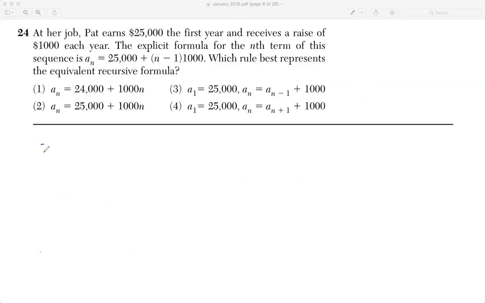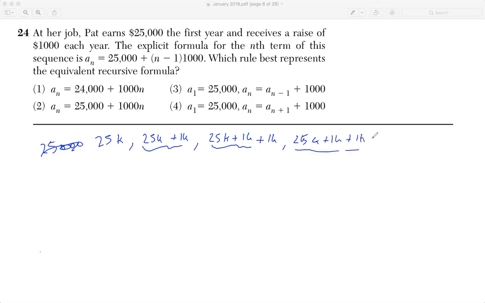So this is saying that she gets 25,000, and then the next year she gets 25,000 plus 1,000, and then the next year she gets 25,000 plus another 1,000. The next year she gets what she had the year before plus another 1,000. So she always gets what she had the year before plus another 1,000. This is an explicit formula.